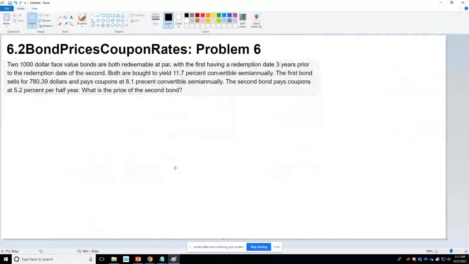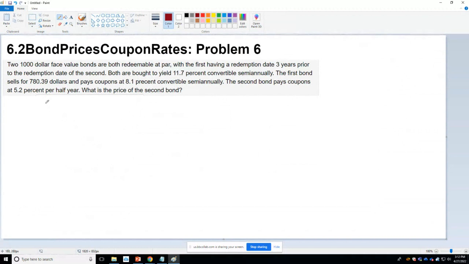All right, let's talk about question 6 for 6.2. Two $1,000 face value bonds are both redeemable at par, with the first having a redemption date of 3 years prior to the redemption date of the second one. Both are bought to yield 11.1% convertible semi-annually. So that was the coupon rate.